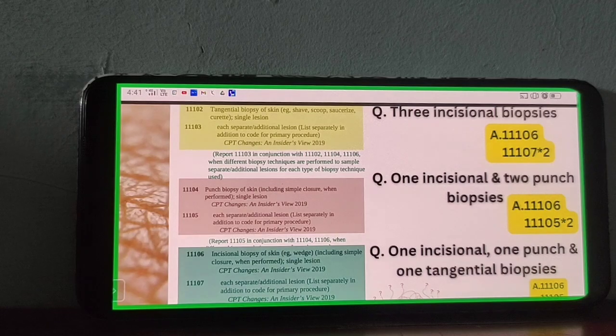Into 4. Super. So there are 5 lesion punch biopsy. So 1104 and 1105 into 4. Here, the doctor uses only one technique. Now try the same one.